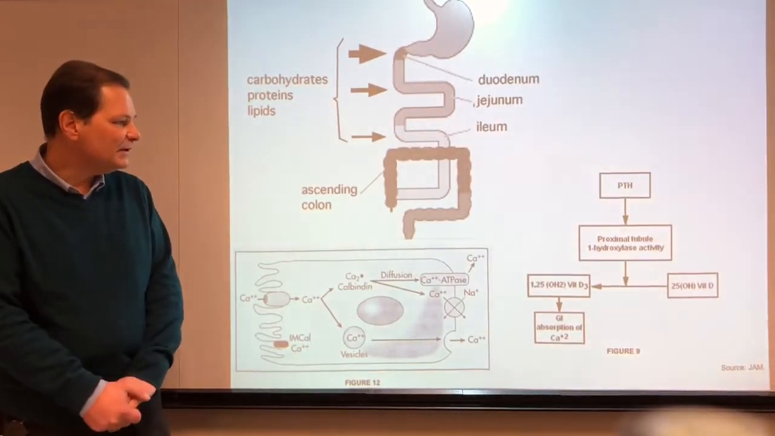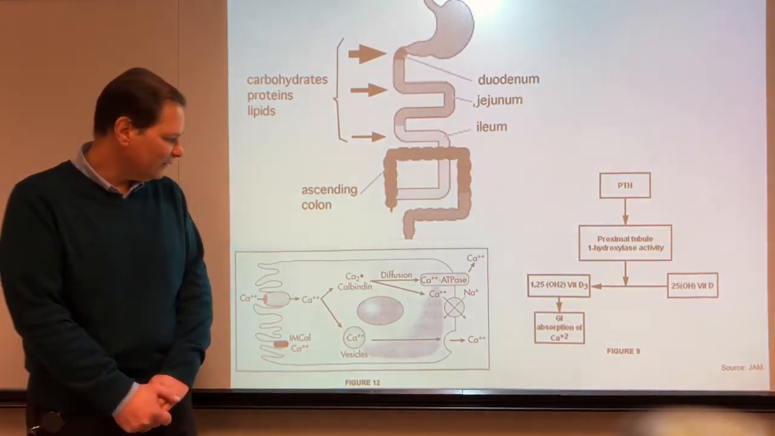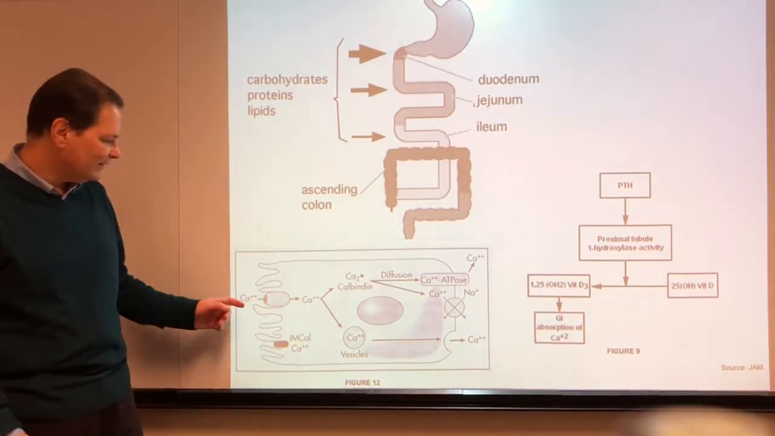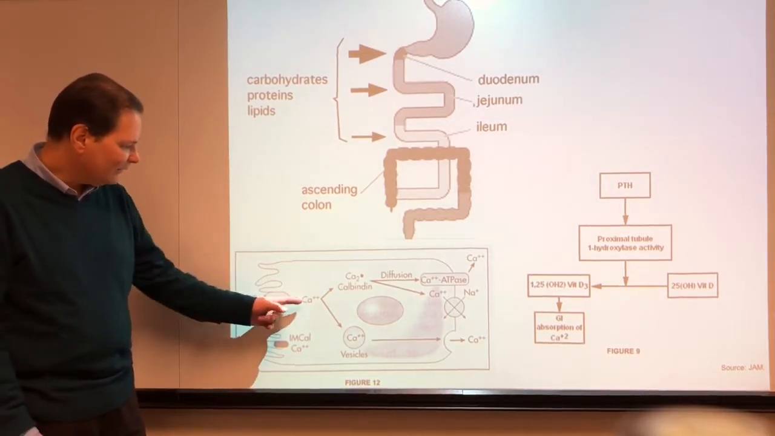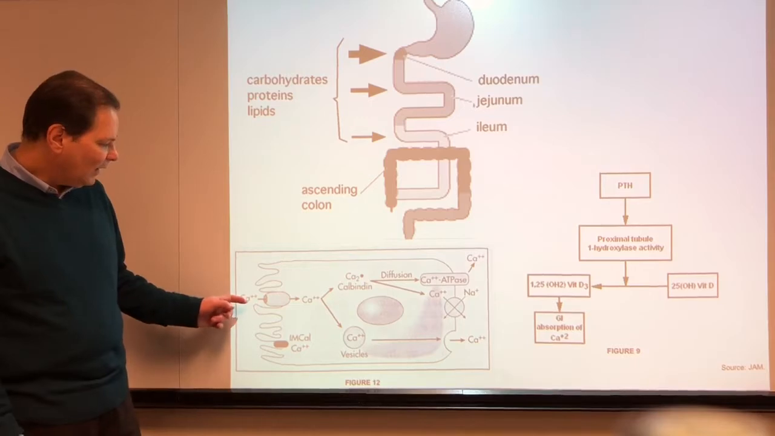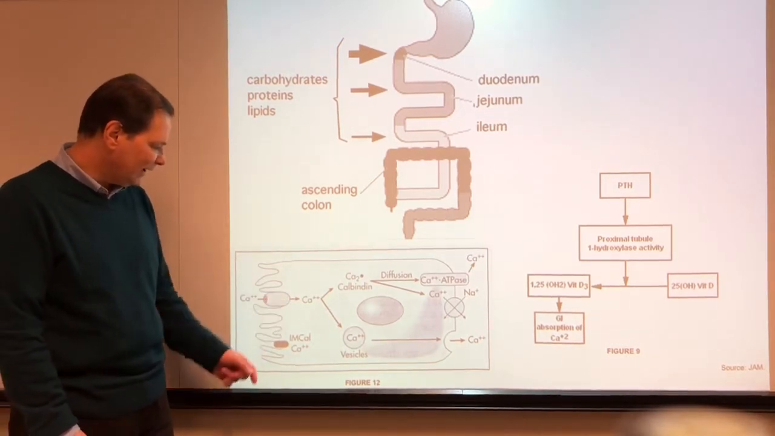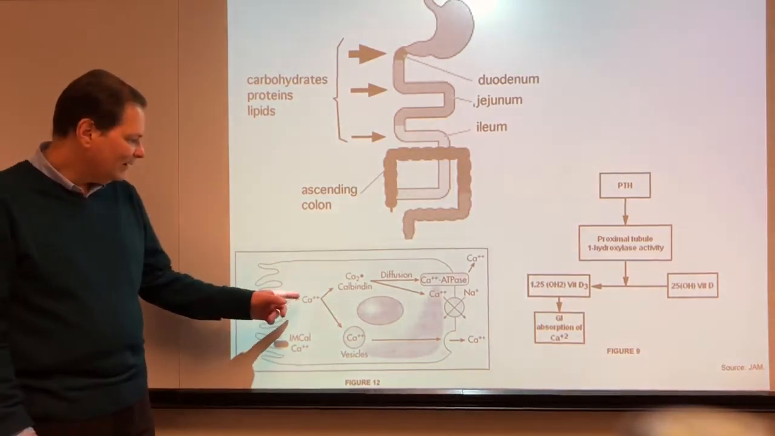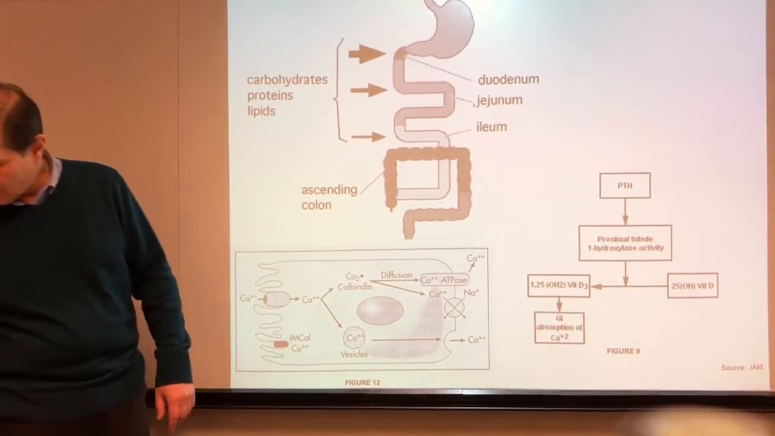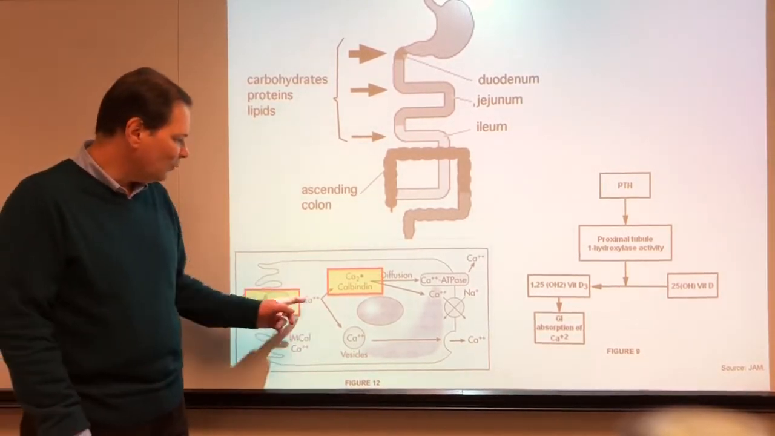The primary action of vitamin D is on the intestines. So let's talk about calcium absorption in the intestines. This is a typical enterocyte. Calcium is absorbed and passively passes through a channel in the apical membrane, and that calcium at least can go through one of two paths.